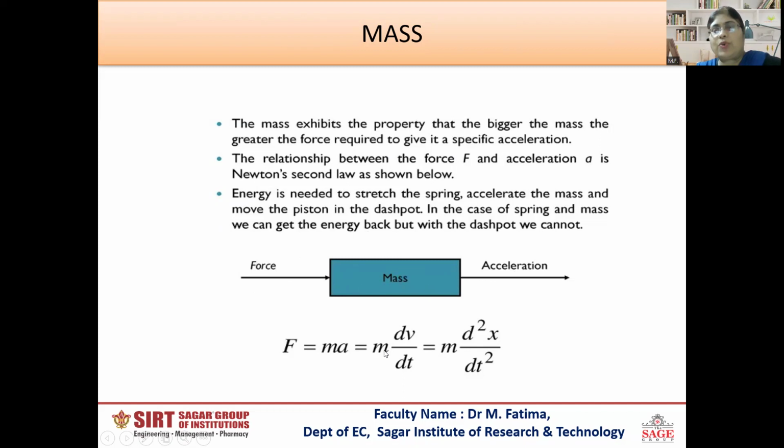So force is equal to m dv upon dt, where velocity is the rate of change of displacement with respect to time. The displacement is denoted by x, so I can write here m d square x upon dt square. So the inertia force generated by the mass is equal to m d square x by dt square.